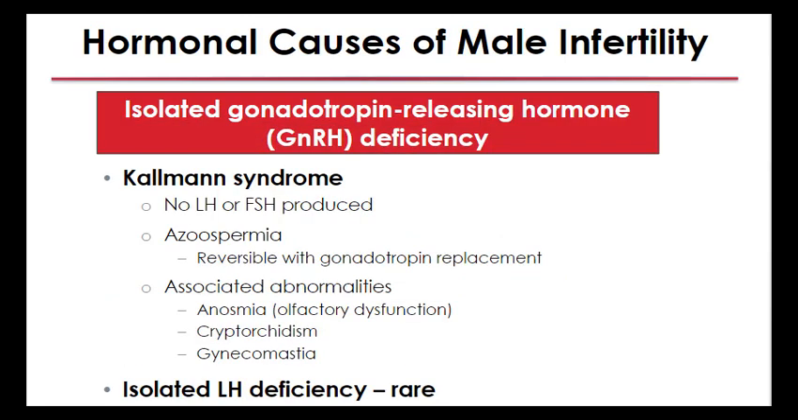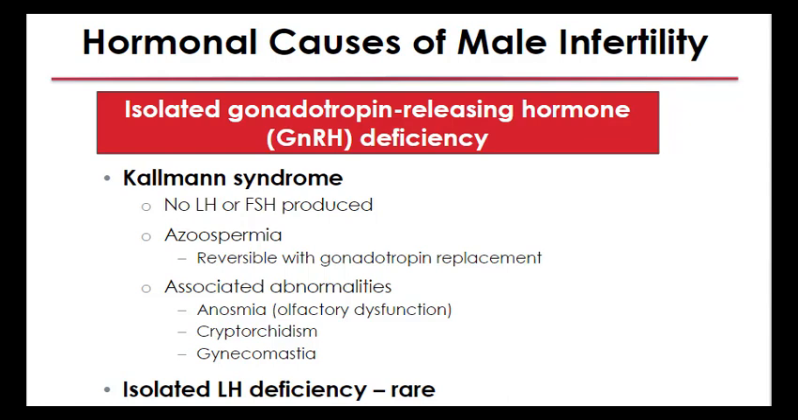Hormonal abnormalities also contribute to male infertility. Isolated gonadotrophin-releasing hormone, GnRH, deficiency will result in infertility. Some patients lack GnRH production and lack the nerves enabling their sense of smell, called anosmia. Hypogonadotrophic hypogonadism associated with anosmia is referred to as Kallmann syndrome. Patients with GnRH deficiency do not produce LH and FSH, with resulting azoospermia. Gonadotrophin replacement therapy can reverse the azoospermia.